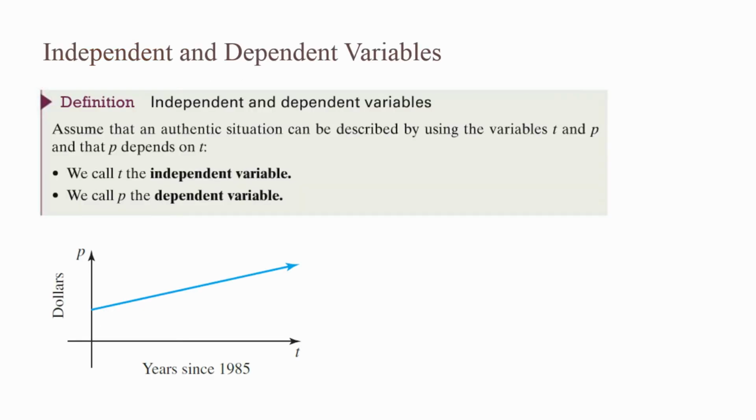Independent and dependent variables. Going back to our graph of the sale of Air Jordan shoes since 1985 to present, we could see that the price of the shoes depends on what year it was sold. If a pair of shoes was sold in 2010, that's going to cost more than a pair of shoes sold in 1985. So T is the independent variable and P is the dependent variable.